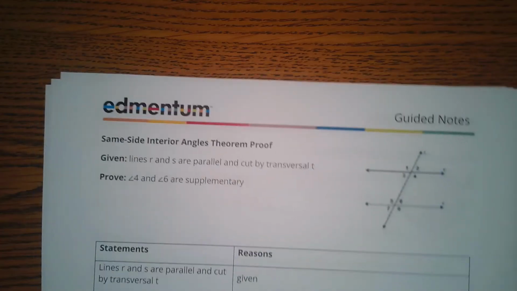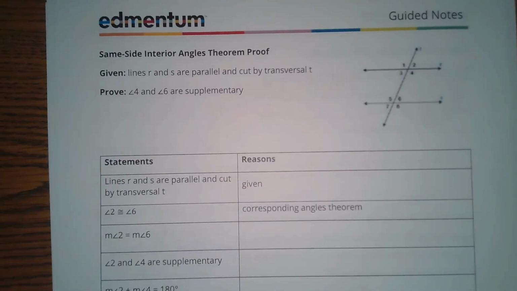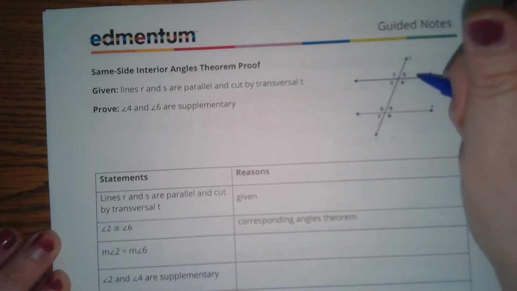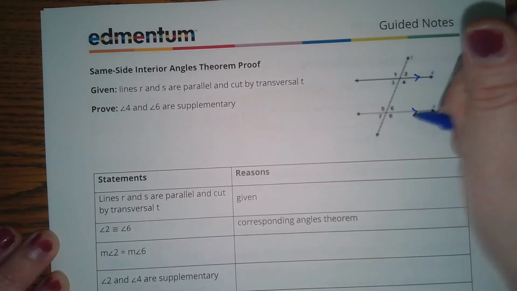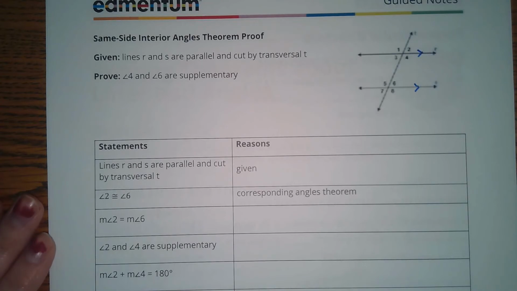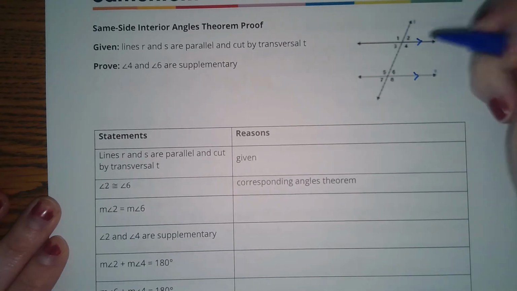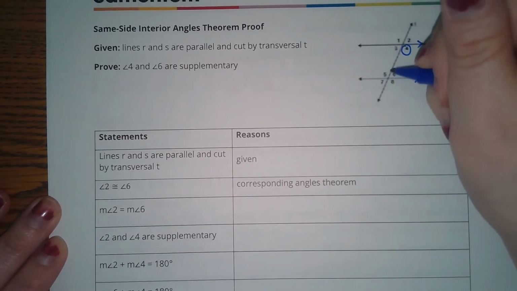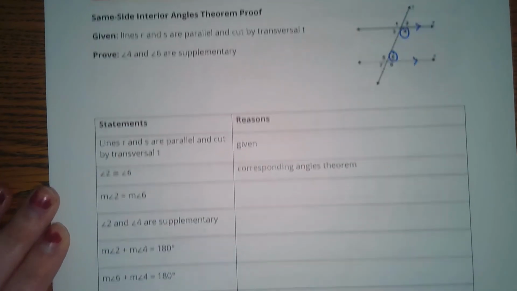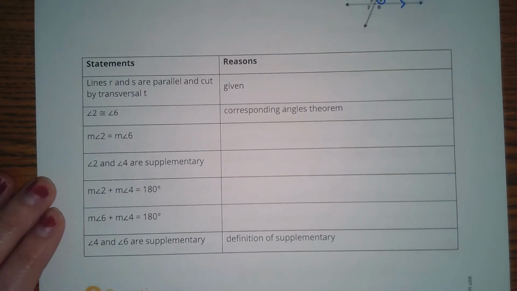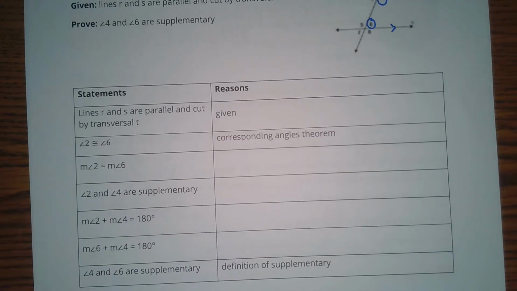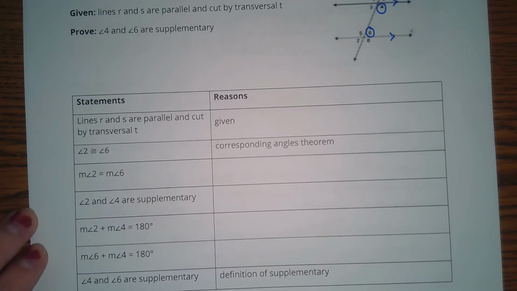Okay, so now let's look at this proof for same side interior angles. It says that lines R and S are parallel. I'm just going to mark them. And they're cut by this transversal T. And I need to prove that 4, which is this one, and 6 are supplementary, which means they're going to add up to 180 degrees. So my given is that I have these 2 parallel lines and they're cut by a transversal.